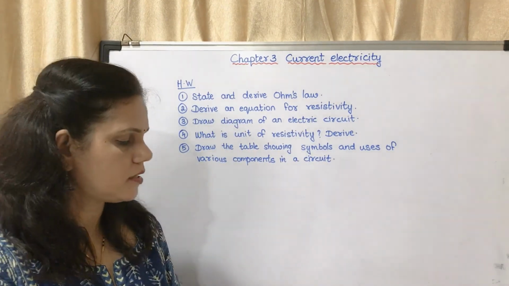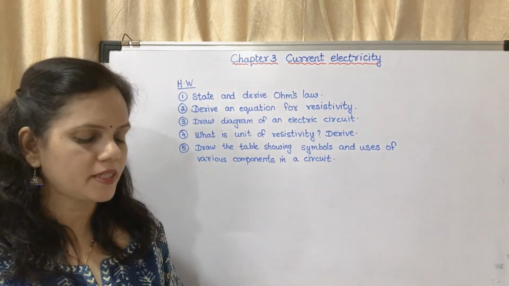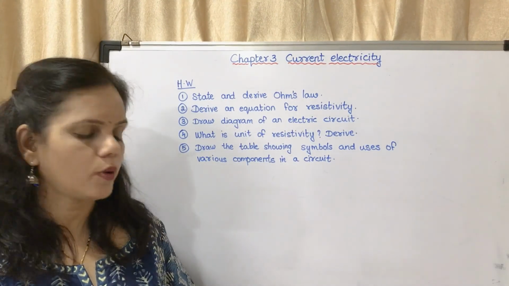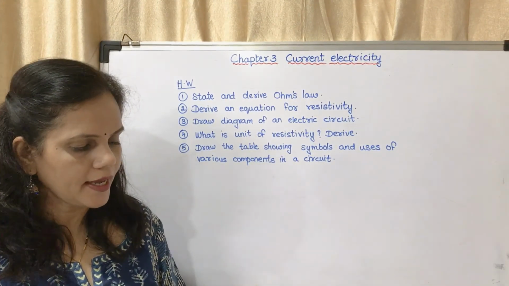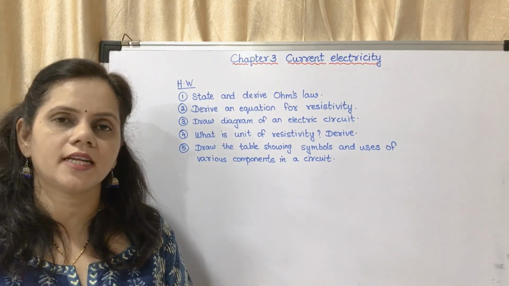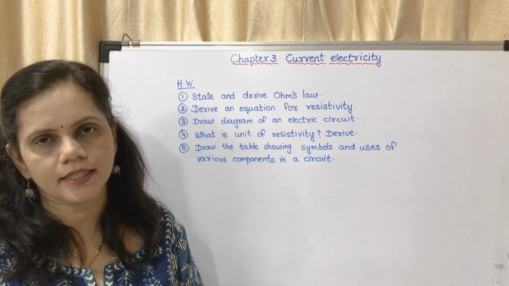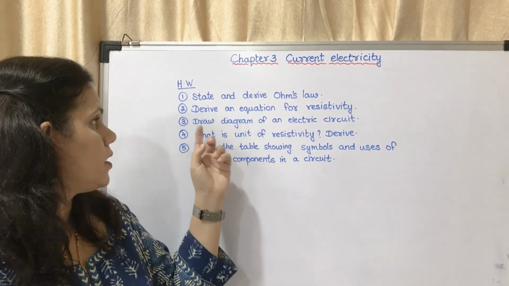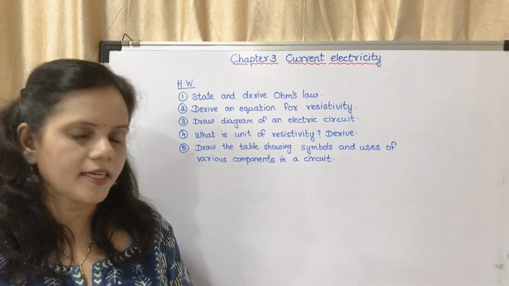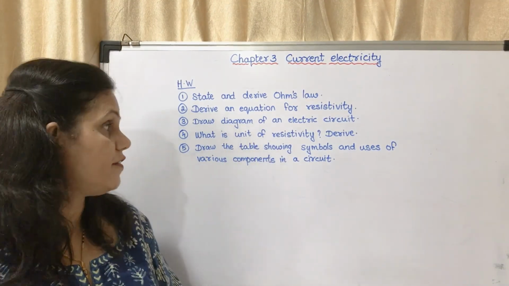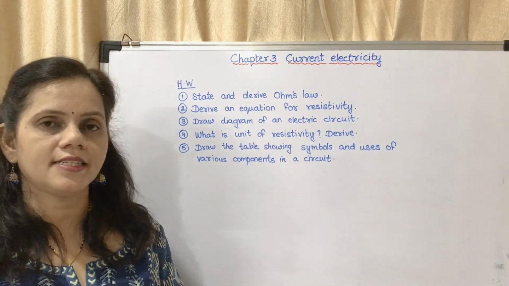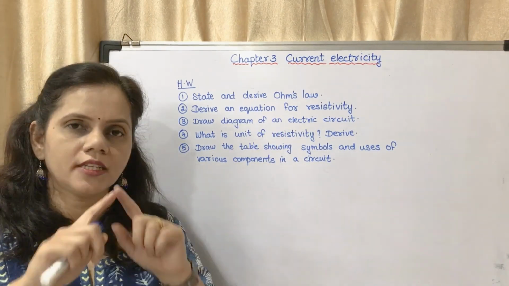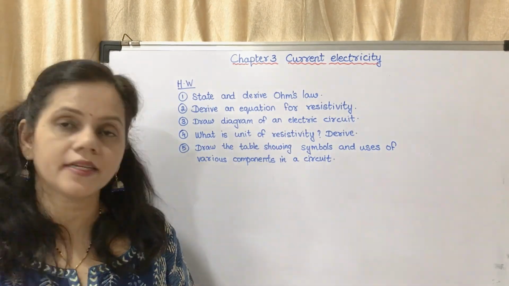You have to start from the paragraph on page number 34 till R is equal to rho L upon A and is called the resistivity of the material. Till there you have to write. Draw the diagram of an electric circuit. It is figure 3.5. What is the unit of resistivity? Derive. It is the question. Think about the question on page number 35.